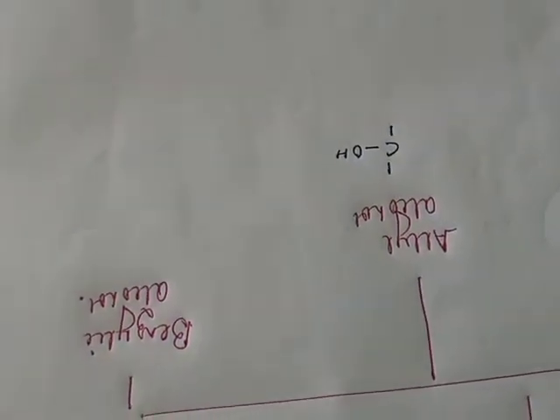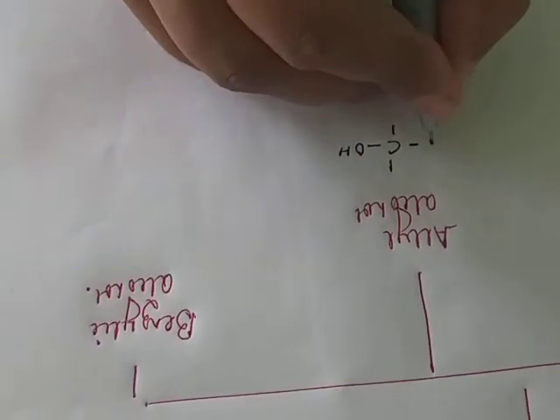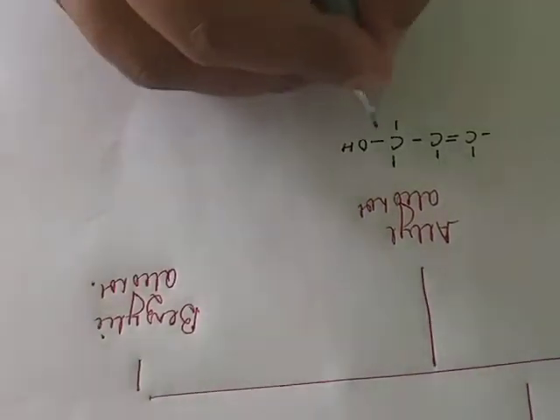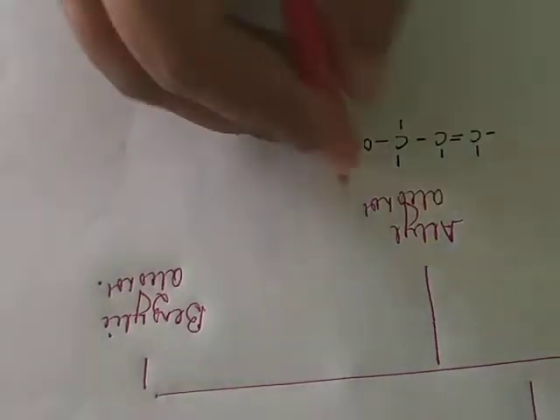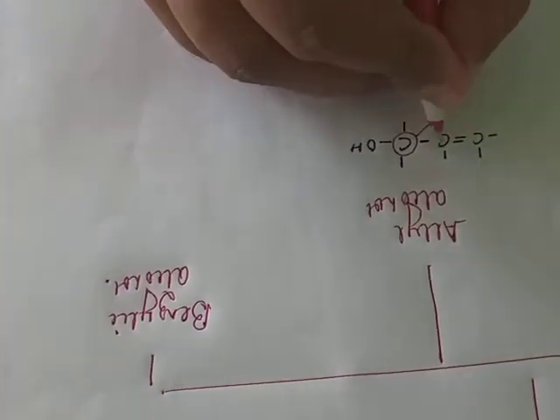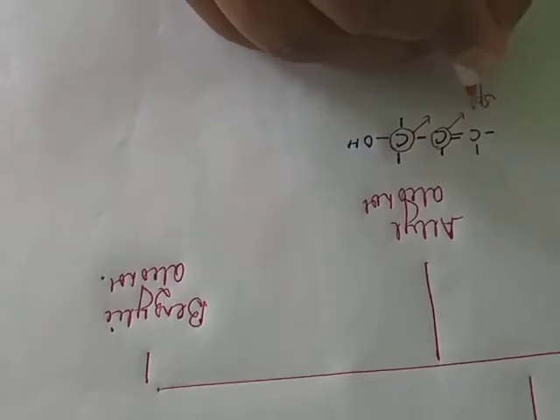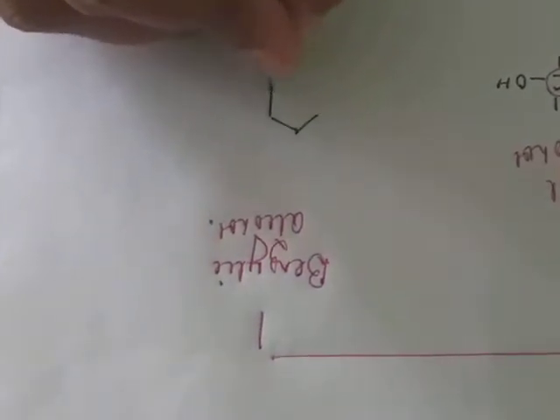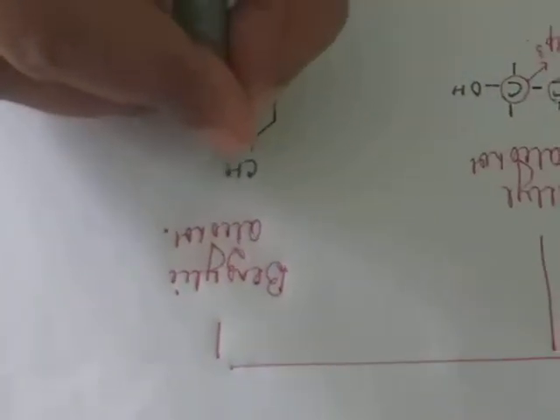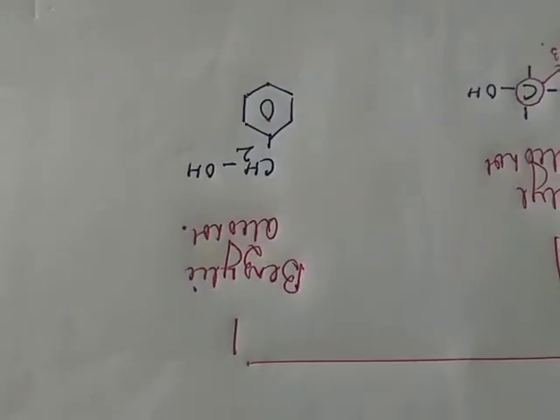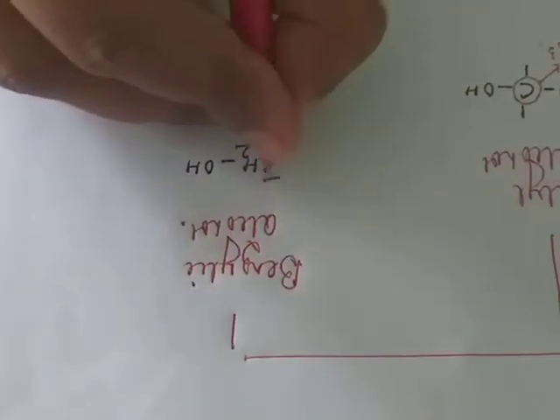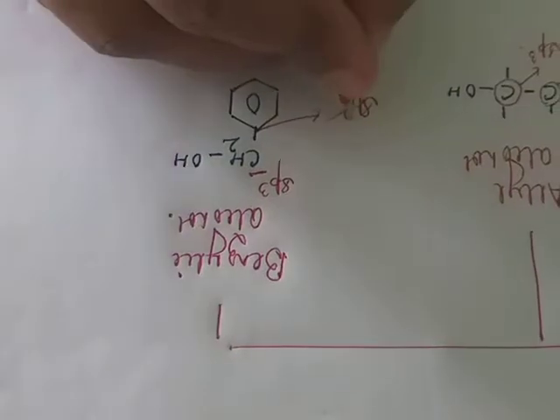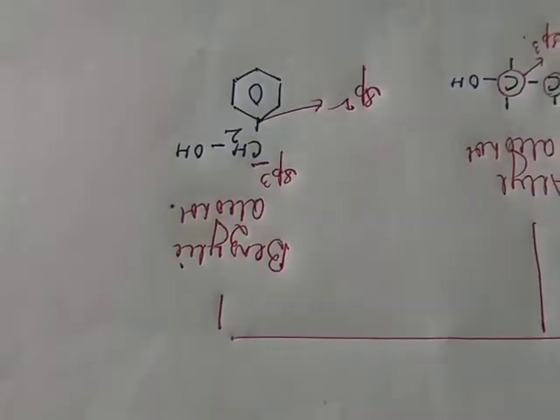This is also no doubt an sp3 hybridized carbon, but it is adjacent to another sp2 hybridized carbon. So in this case, this is sp3, but this sp3 is adjacent to another sp2 hybridized carbon. This will be allylic alcohol. And if this is attached like this, further, this is also an sp3 hybridized carbon attached to, or adjacent to, an sp2 hybridized carbon. This is benzylic alcohol.